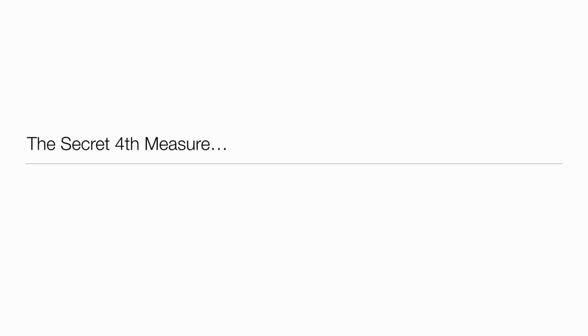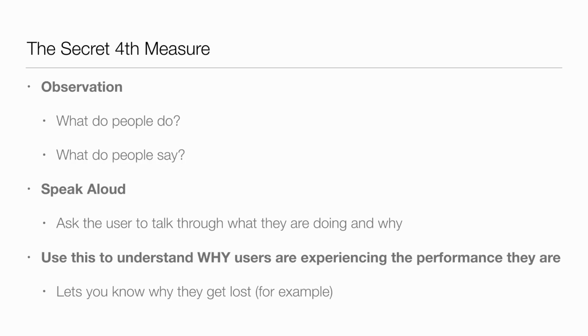Now, I said there were 3 measures. There's not. There's a 4th secret measure. We've hinted at it earlier on, and that really is observation. What people do, what people say. When they're doing speak aloud, they talk about what they're doing and why. They talk about their feelings.